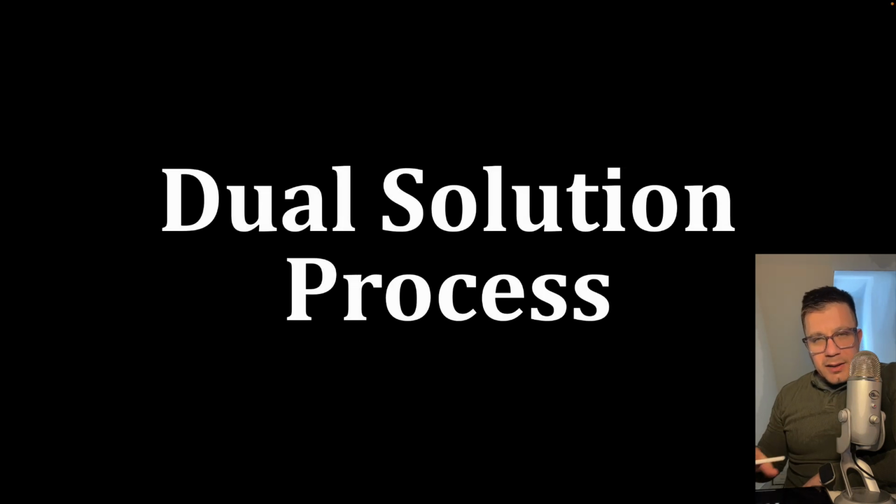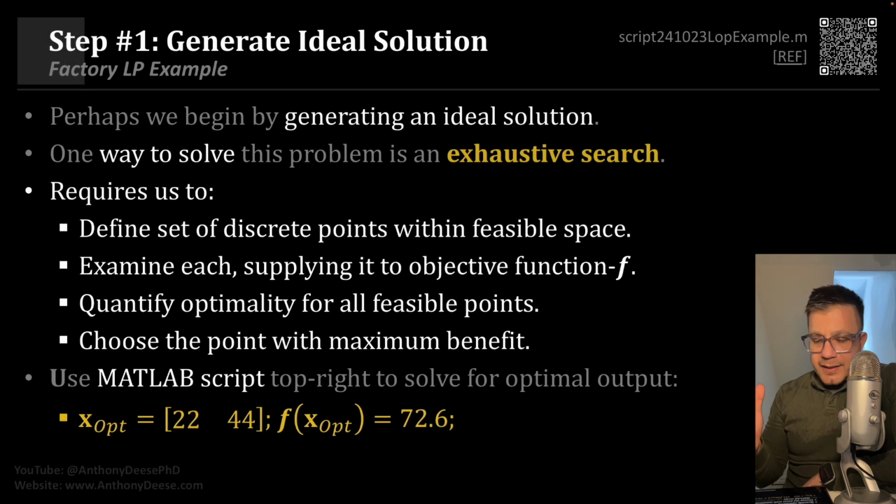All right, so let's take a look at the dual solution process. The first thing that I did was generate an ideal solution, and you can see the MATLAB code up here. I decided this time to use an exhaustive search. By no means the most elegant or most efficient method, but I wanted to switch it up a little bit.